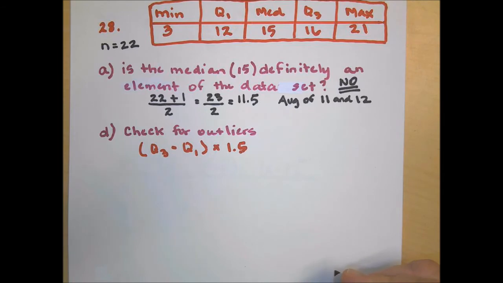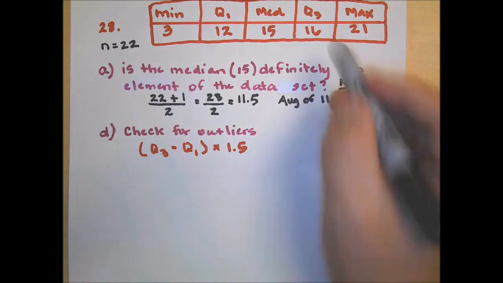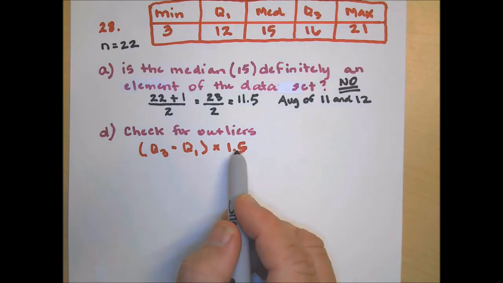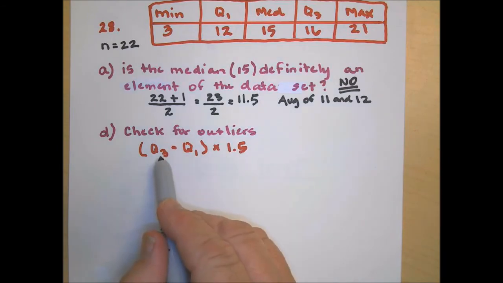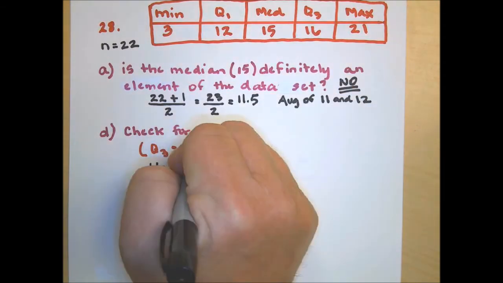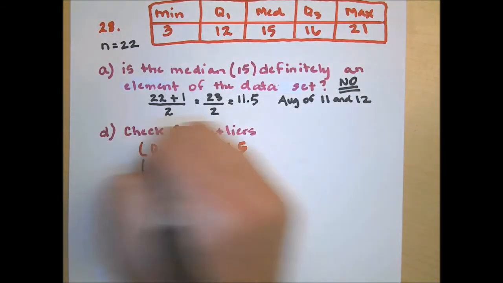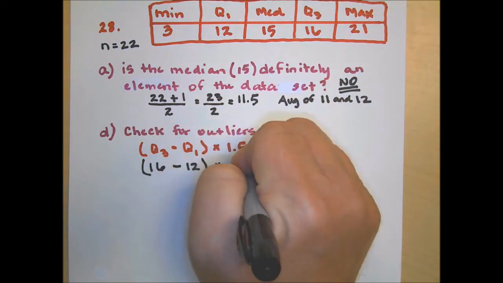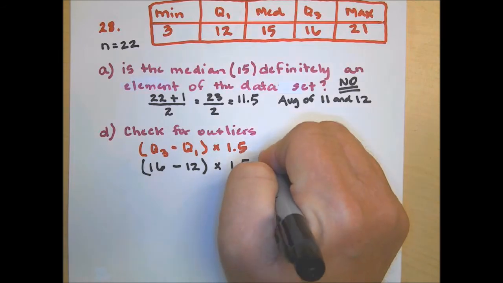Now, the D part of this problem said check for outliers. So we're going to do the procedure to check for outliers. And I've already started it right here. It's Q3 minus Q1. So 16 minus 12. So the interquartile range is 4 times 1.5, which is 6.